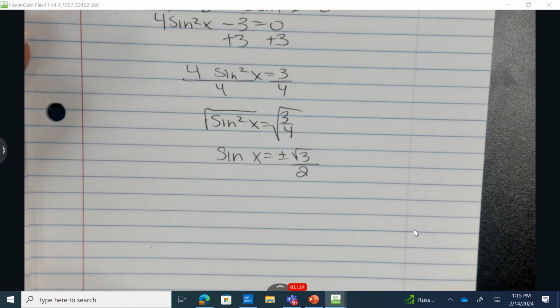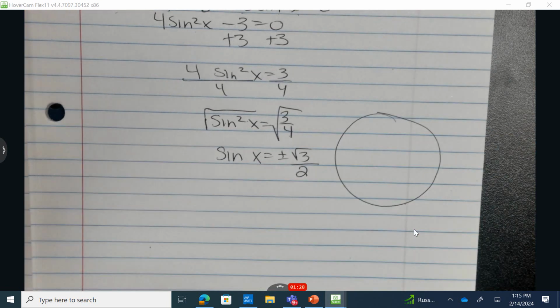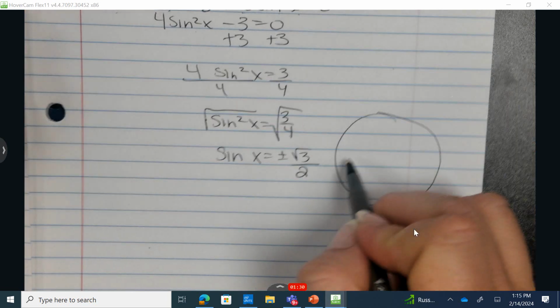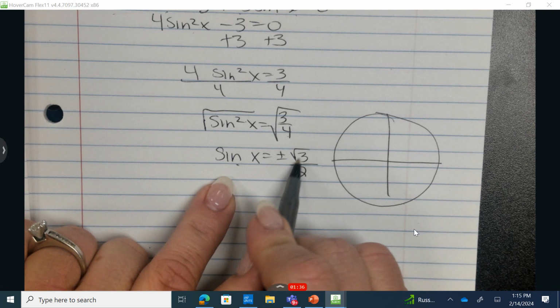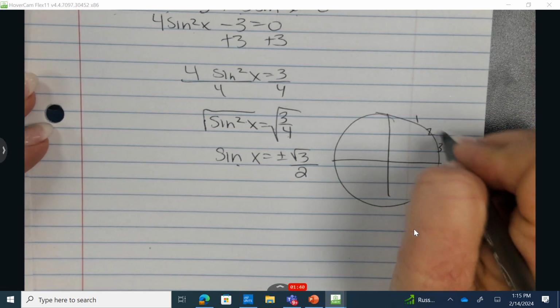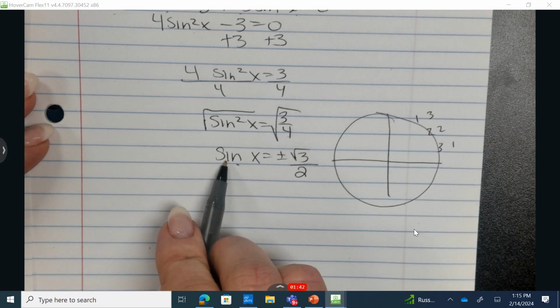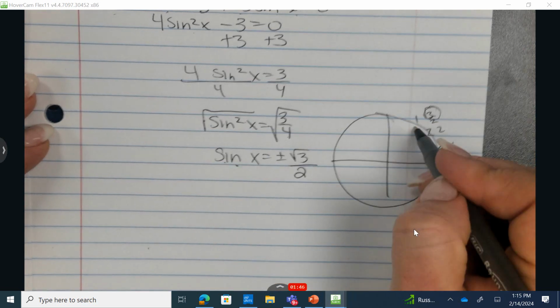Okay, so now let's think about this. When I look at my unit circle, first thing I'm going to do, without referring back to this identity sheet, I'm going to think, where can I find the sine equal to radical 3 over 2? So 1, 2, 3, 1, 2, 3. Sine is the second number, so that's going to be right here. This would be radical 3 over 2.